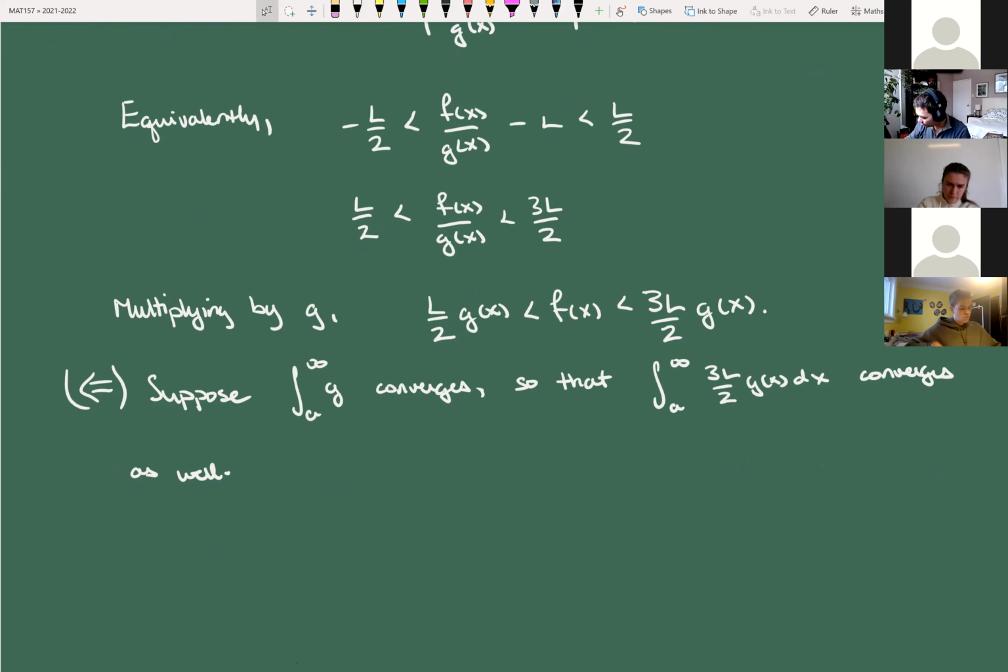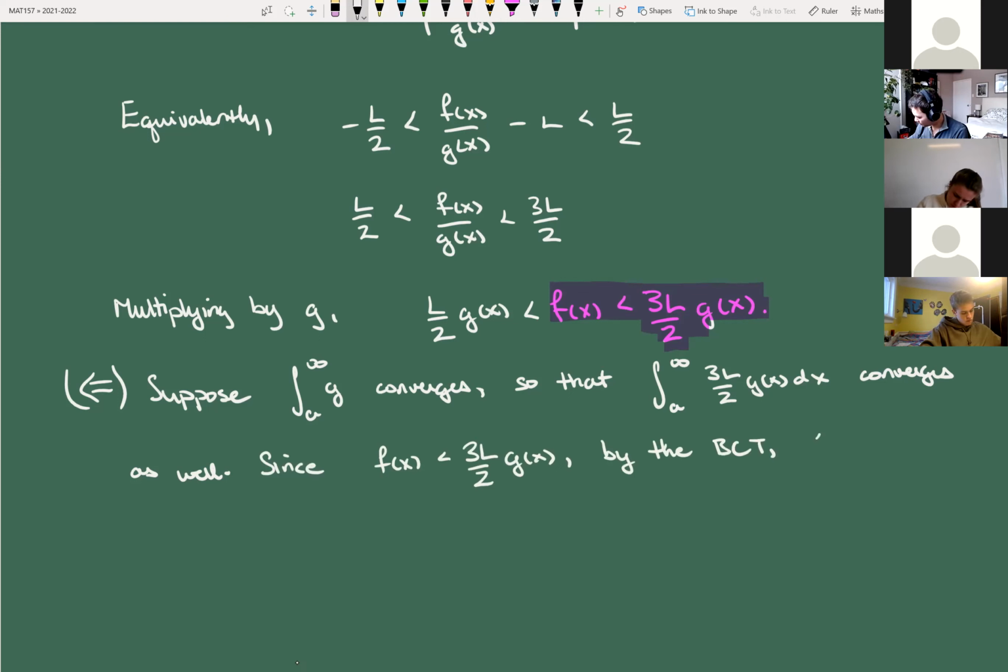Therefore, if we now use this, by the basic comparison test, we're done because I bounded f above by something which converges. So since f of x is less than 3L over 2 g of x, by the BCT, the integral of f converges. So what have we done? We've proved that if the integral of g converges, the integral of f converges.